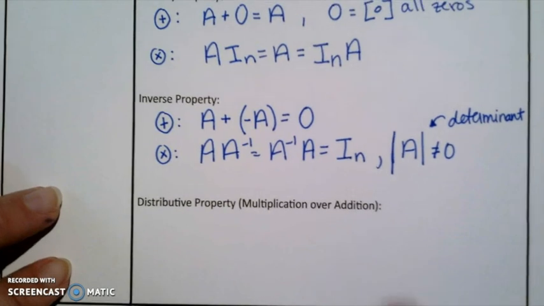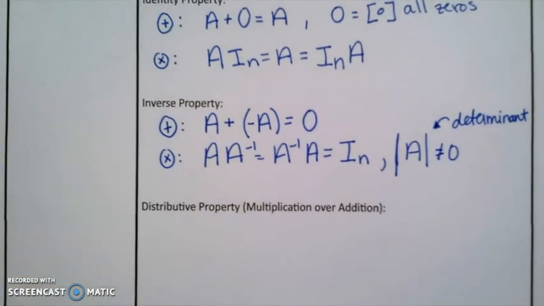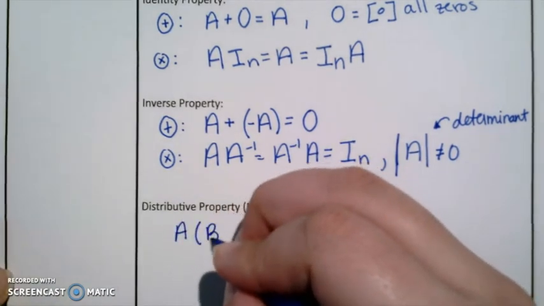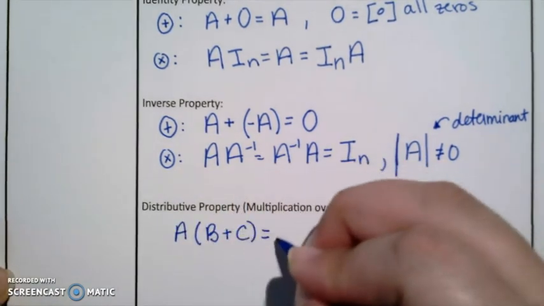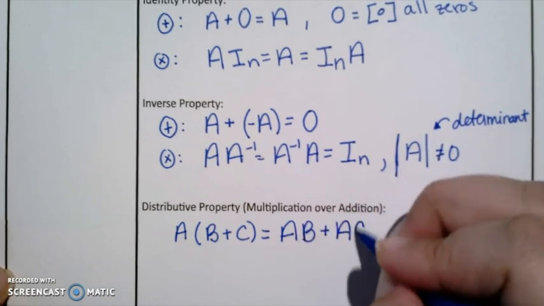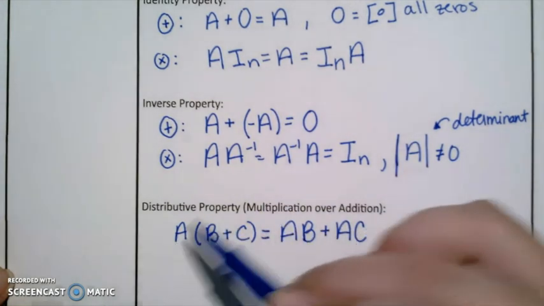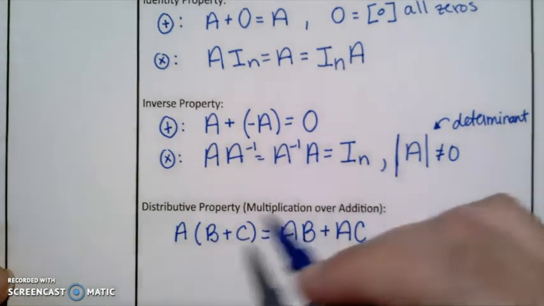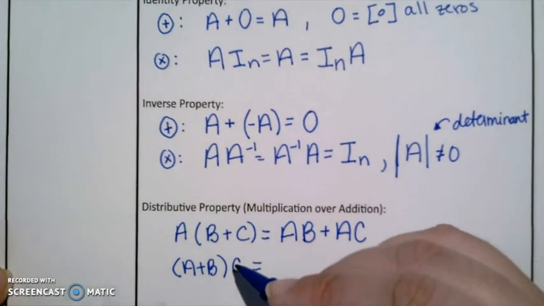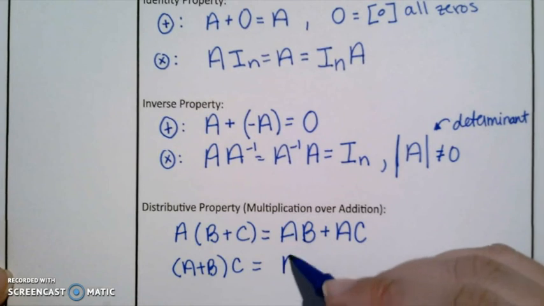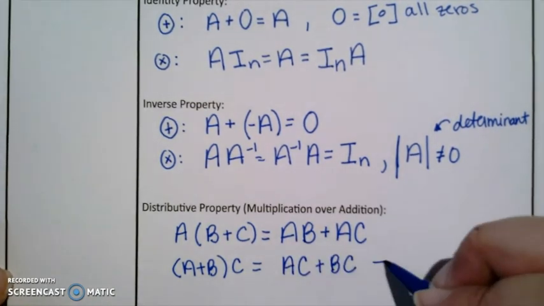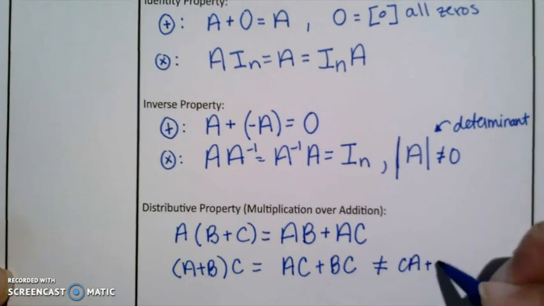For the distributive property, first we'll talk about distributive property over addition. So if I have matrix A times matrix B plus matrix C, I can say that's the same as matrix A times matrix B plus matrix A times matrix C. Notice A is in front and A is in front. So that also works if I have matrix A plus B then times matrix C. I can distribute, but C is in back, so C has to be the second factor. Okay, this is not equal to CA plus CB.